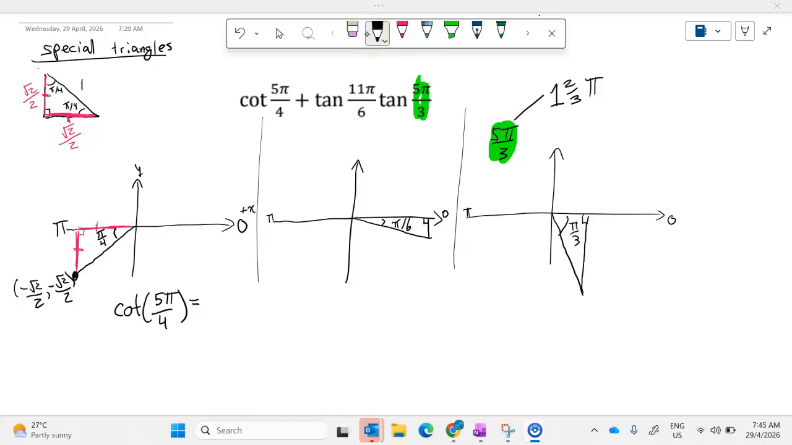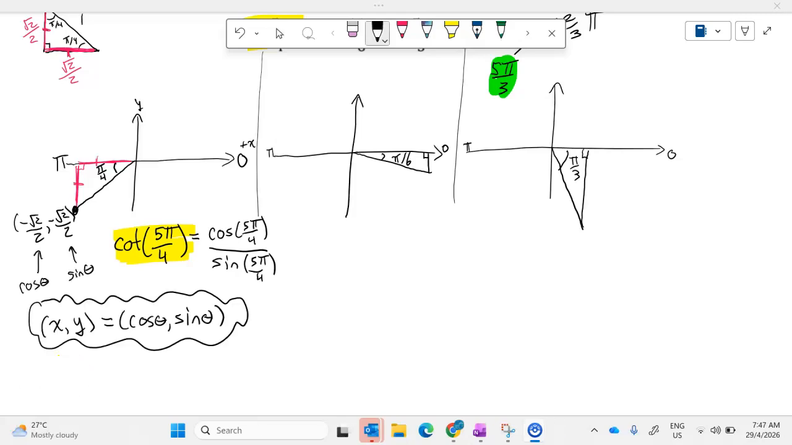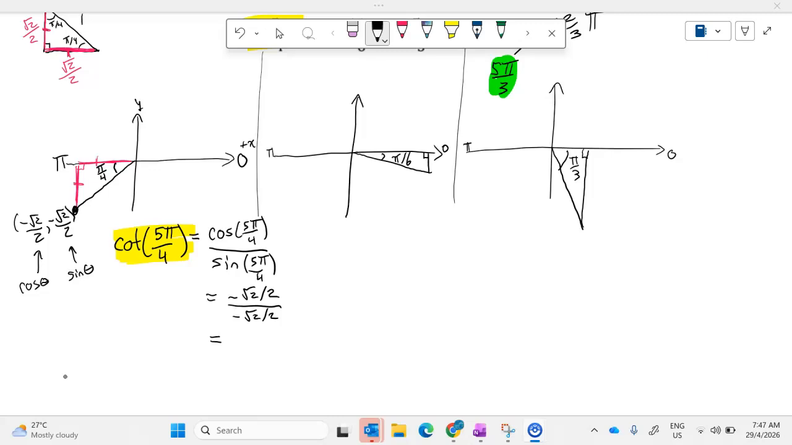So now we're ready to evaluate the trig ratio. Cotangent of 5 pi over 4 is the reciprocal of tangent, so you'll have cos over sine. And we remember that the coordinates in the unit circle are the cosine and sine respectively. So this will evaluate to 1.